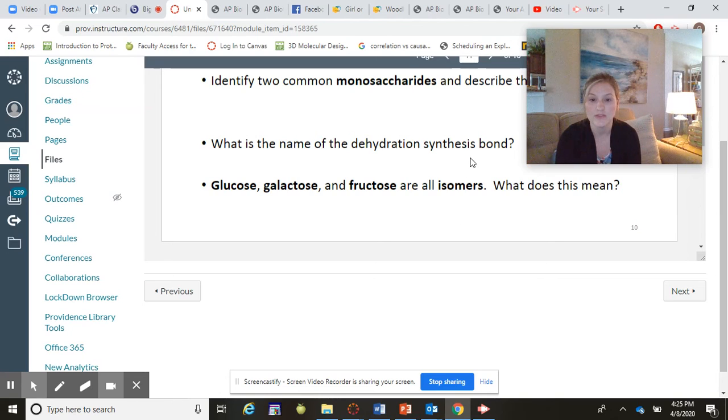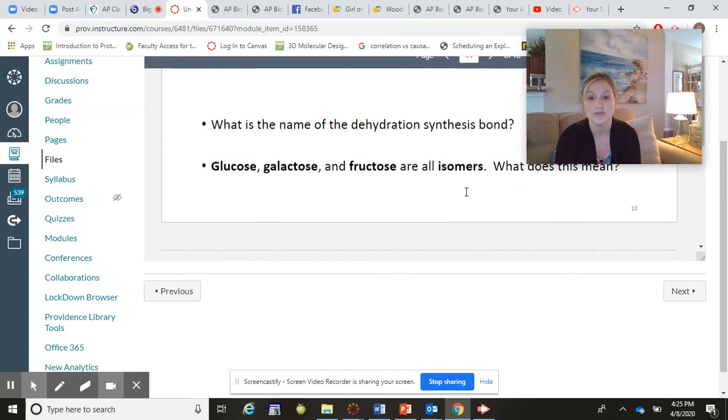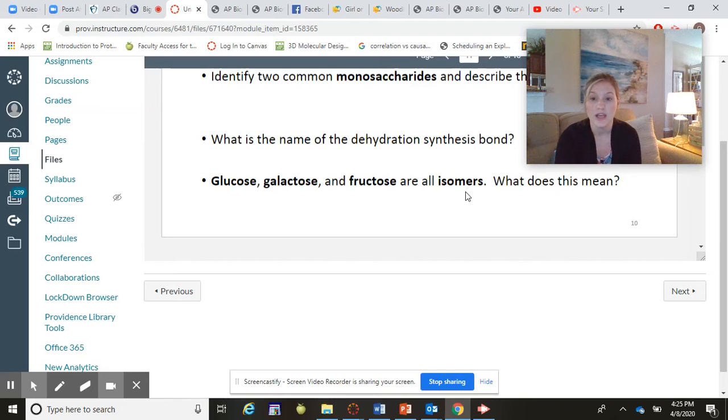Isomers means they're all made of the same elements. So these all have the same molecular formula, C6H12O6, meaning they all have 6 carbons, 12 hydrogens, and 6 oxygens, but they're arranged differently. If you're using a Lego example, everyone used 12 Legos, but this person used 12 Legos to make a ship, this person used 12 Legos to make a building, and this person used 12 Legos to make a dog. I don't know. But basically, you use all the same materials, C6H12O6, but they're arranged differently.